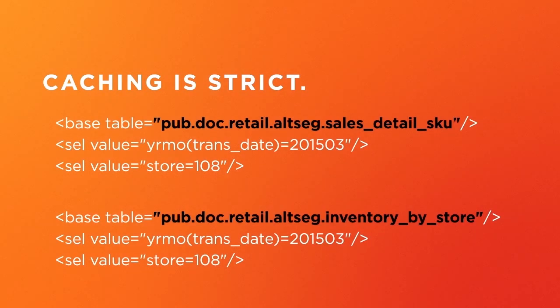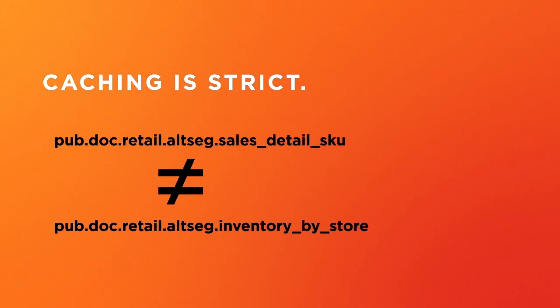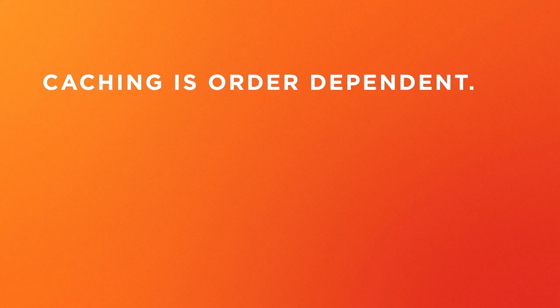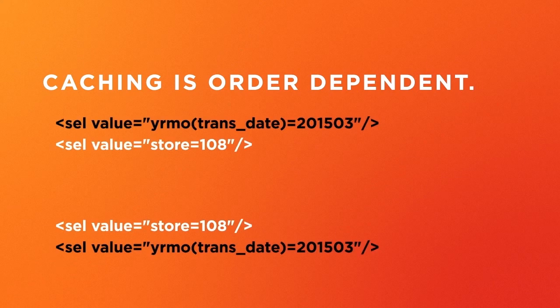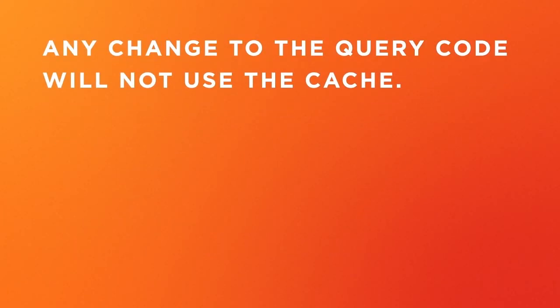Caching is strict. As it's dependent on the table in use, queries are not viewed as the same when they operate on different tables. Caching is also order dependent, so queries aren't considered the same when selection ordering is different. In many cases, swapping the order of two operations can create a completely different result. Any change to the query code, even if it doesn't change the result, will not use the cache.